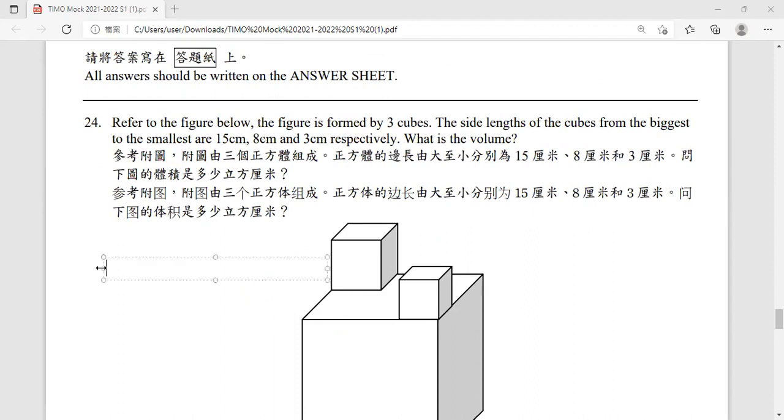Nothing special. It's just the sum of volumes. Because they are all cubes, it's free. Okay, you just do that.